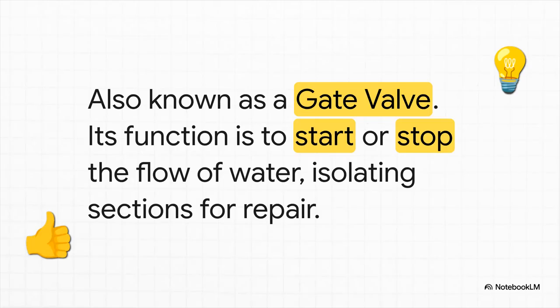First up, the sluice valve, or gate valve. This is your basic on-off switch. Its job is to completely stop the flow. They put these all over the network so that if there's a leak on one street, they don't have to shut down the water for the entire town. They can just isolate that one little section, like flipping a circuit breaker for one room instead of the whole house.